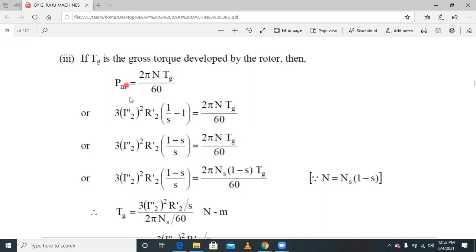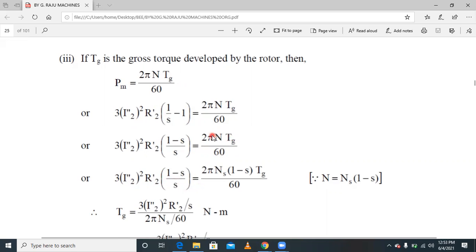Then the mechanical power developed is equal to 3I2 squared into R2 into (1/S minus 1). That is equal to 2 pi N by 60 into TG. That is equal to 3I2 squared into R2 into (1 minus S) by S.